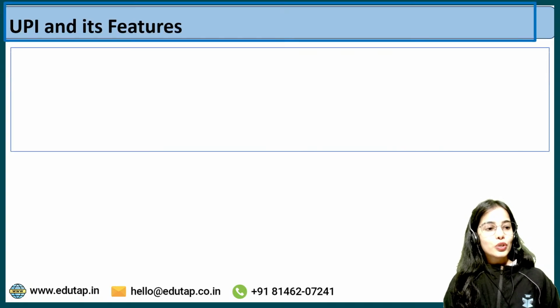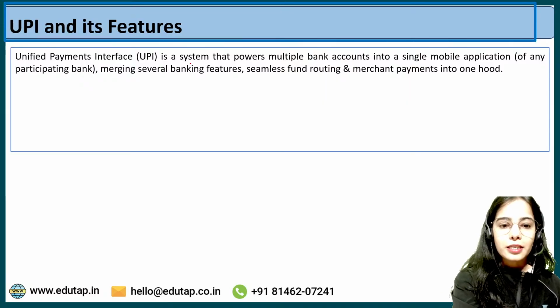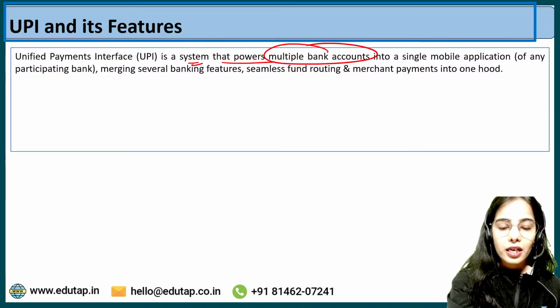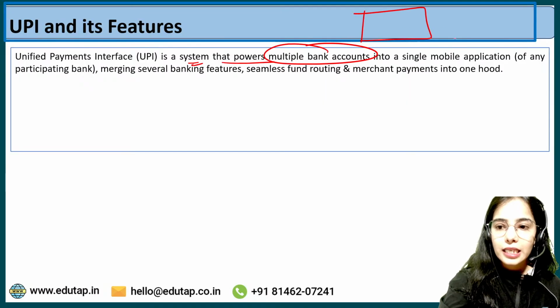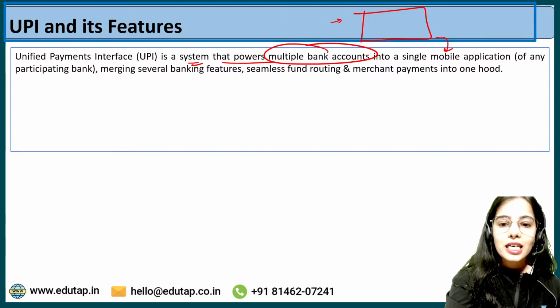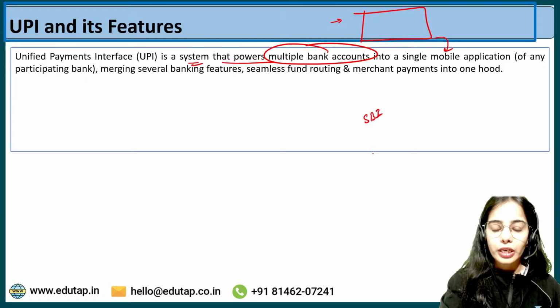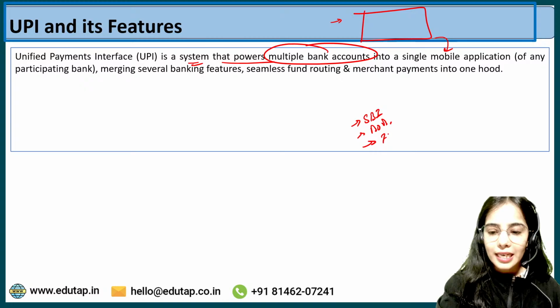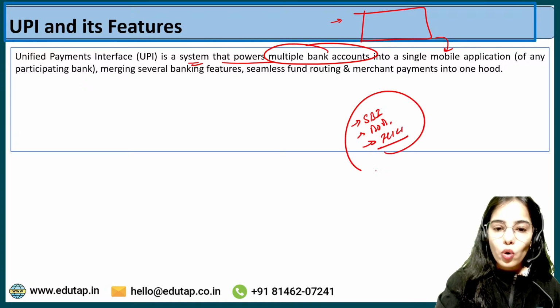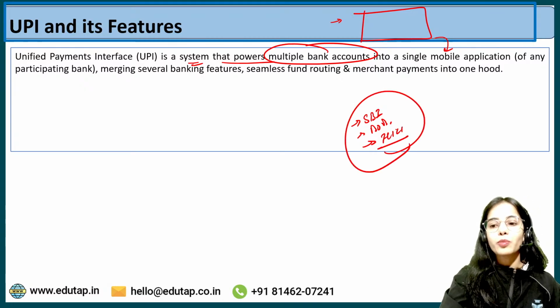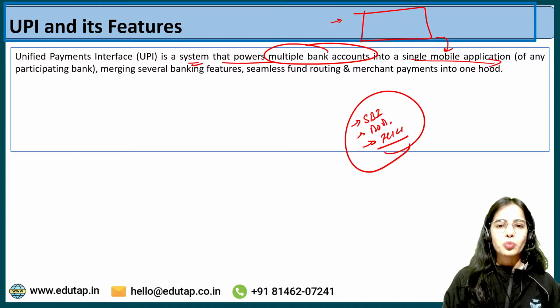UPI first. Unified Payments Interface is a system that powers multiple bank accounts. So in a single mobile application you can access multiple bank accounts. Like I have a bank account in, let's say, State Bank of India, a bank account in Bank of Baroda, and a bank account in ICICI Bank. So I can access all the bank accounts through a single mobile application, let's say Google Pay or PhonePe or BHIM.